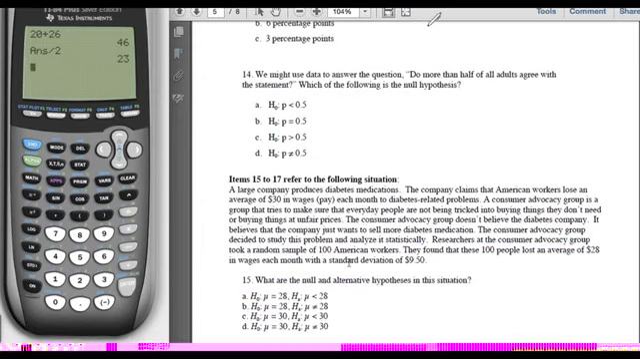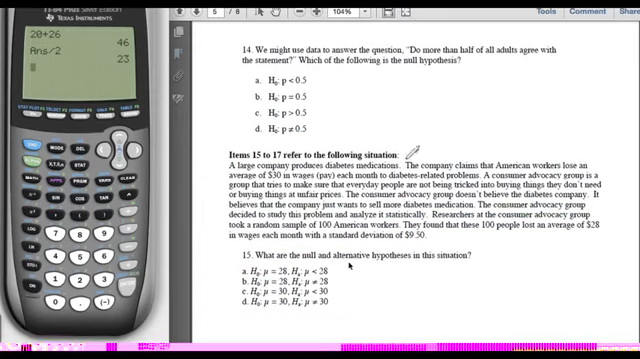Number 14 says we might use data to answer the question, do more than half of all adults agree with this statement? Which of the following will be the null hypothesis? That is your H0. Recall that null is always equal to, so it has to be choice B. We want to know, do more than half? Well, half is 50% or 0.50 or 0.5. So that's our baseline. The alternative, by the way, if we needed to find it, HA would be p is greater than 0.50. The phrase is more than half, so more than 50%. Here we're just asked to find the null.